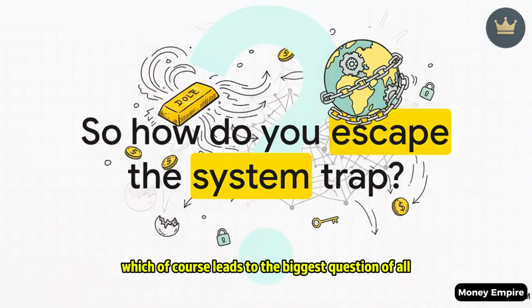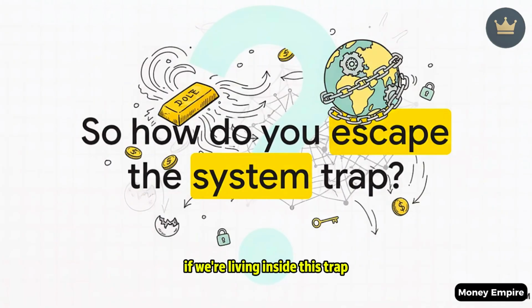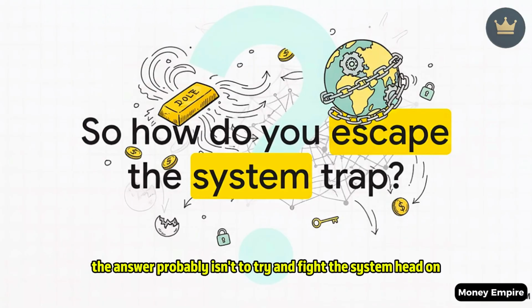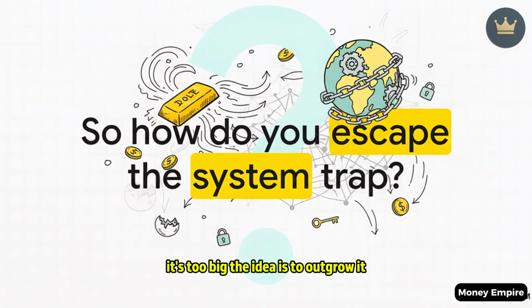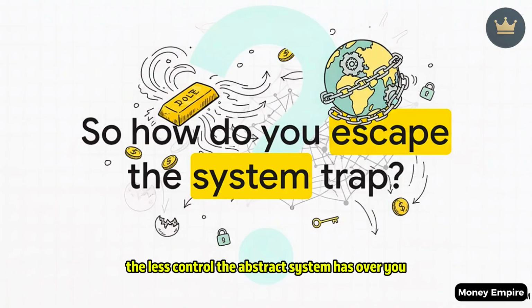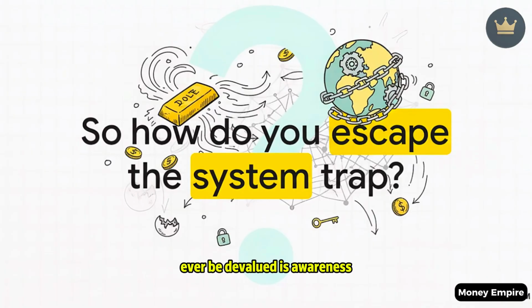Which, of course, leads to the biggest question of all. If we're living inside this trap, how do you get out? Well, the answer probably isn't to try and fight the system head on. It's too big. The idea is to outgrow it. And you do that by building real value in the things the system can't just print more of. Knowledge, skills, strong communities, real relationships. The more real assets you have, the less control the abstract system has over you. Because the one currency that can never, ever be devalued is awareness.